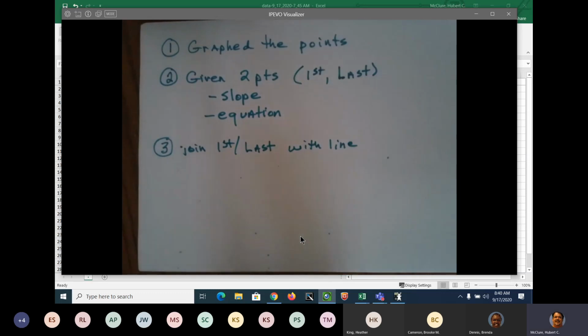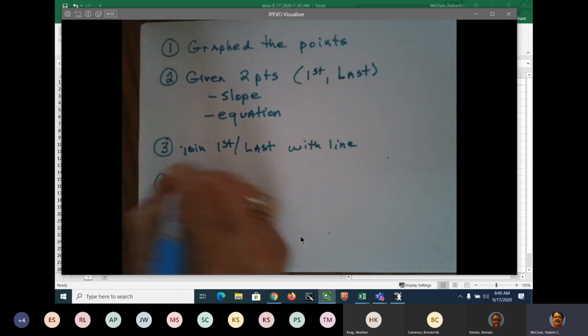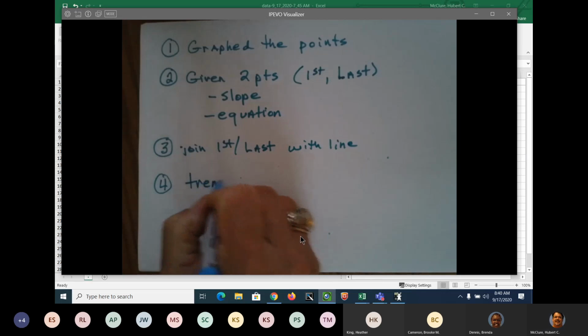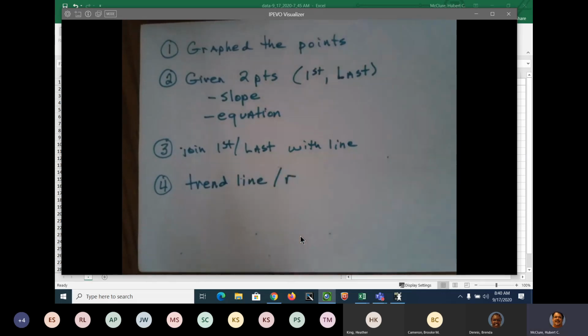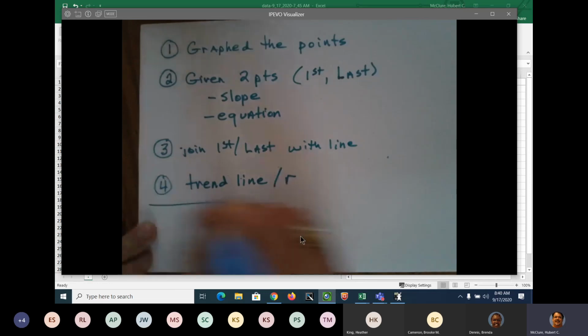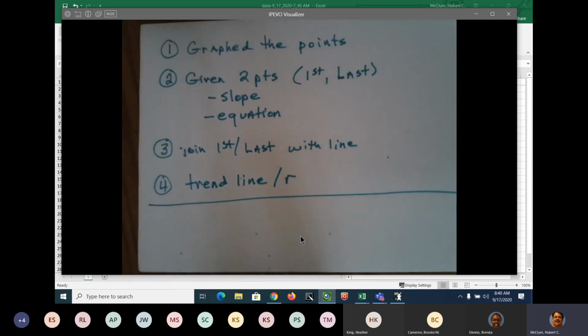Okay? And then 4, find the trend line. And I'm also going to put R there because when you find the trend line, you can find R. Now, all of that, y'all know how to do. The next part is what I need to show you because I really don't care about it, but they have it in the homework and the test.